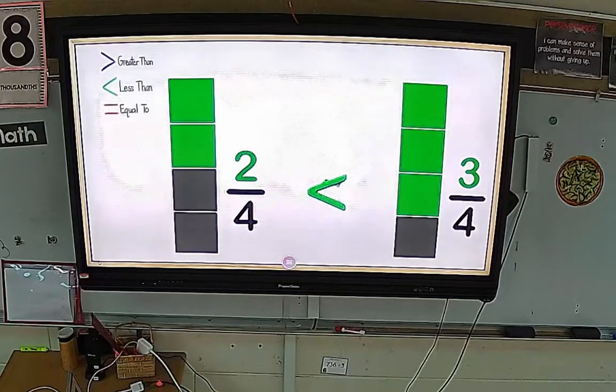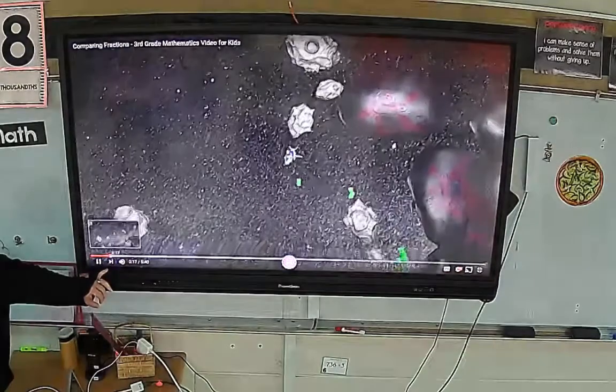The fraction on the right, 3/4, is bigger than 2/4. The space gator's mouth always opens to the bigger number, so it wants to curb their appetite.